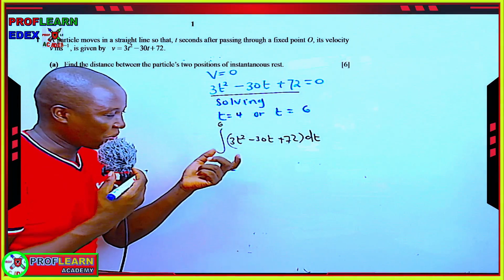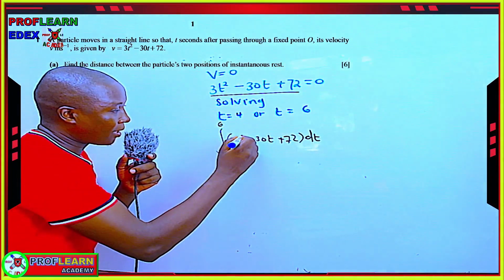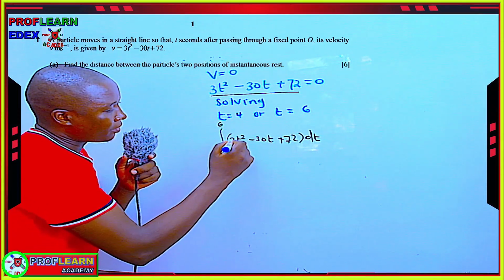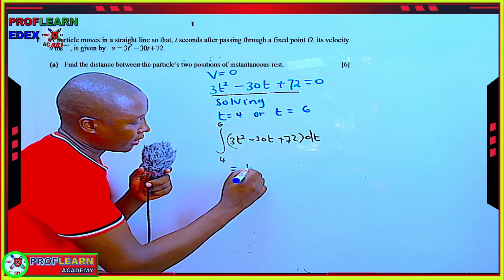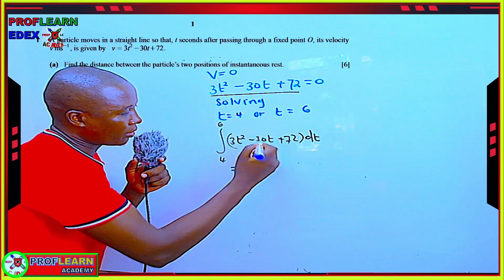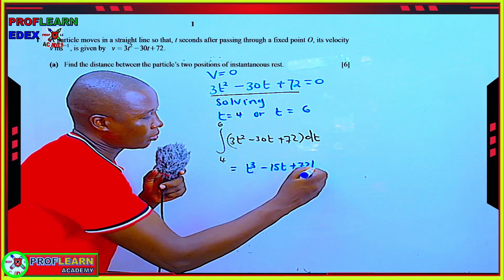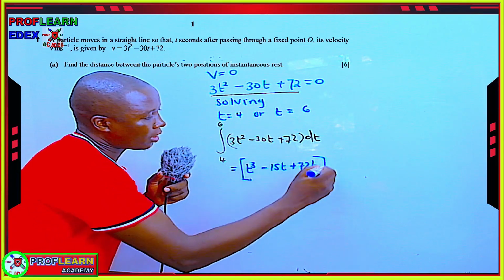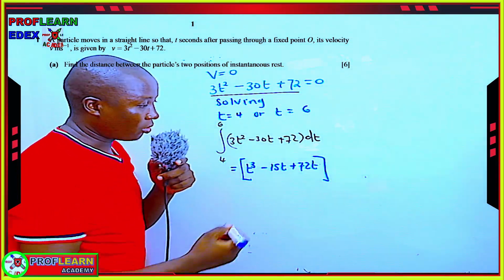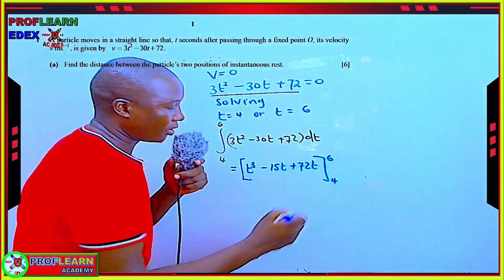When you're integrating this variable here, you increase the power by 1. It becomes 3, then you divide it by 3, so the 3s cancel out. We end up having t³ minus, this power 2 divided by 2, becomes 15t², then plus 72t. And then we are going to integrate that from 4 all the way to 6.